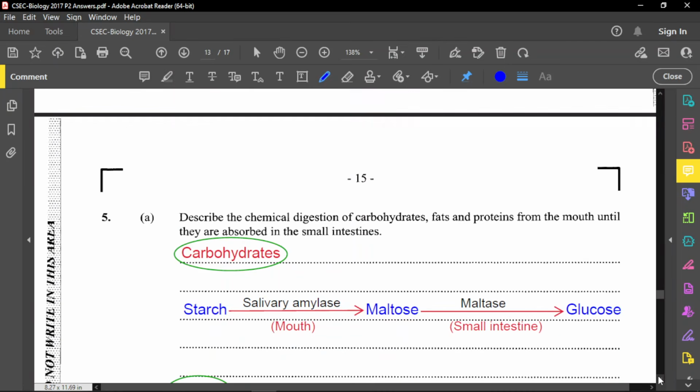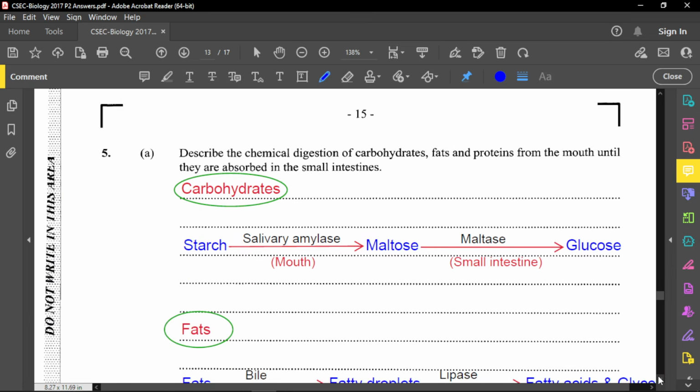That's a nice question, I must say that. Now, question number 5 is to describe the chemical digestion of carbohydrates, fats, and proteins from the mouth until they are absorbed in the small intestine. And I want you to understand something here. Even though they say from the mouth, they use the word here, chemical digestion.